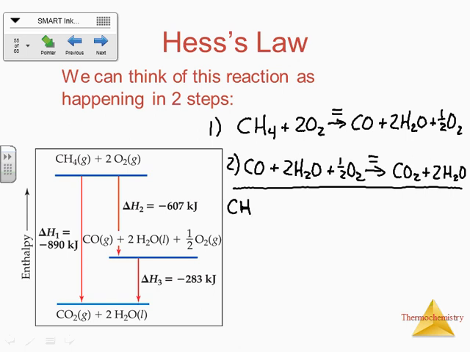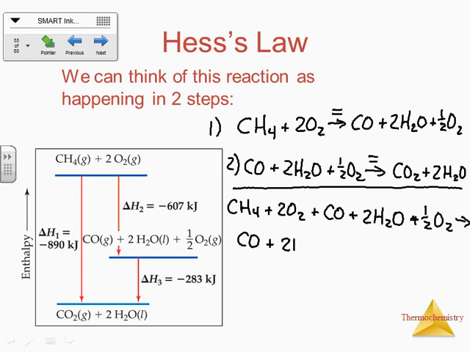So when we add it all together, we end up with CH4 plus 2O2 plus CO plus 2H2O plus 1/2 O2. And that's going to give us, on the other side of the equal sign, CO plus 2H2O plus 1/2 O2 plus CO2 plus 2H2O. Okay? So that's when we add both of those equations together.